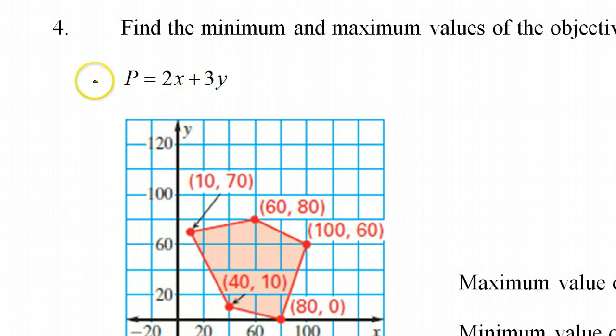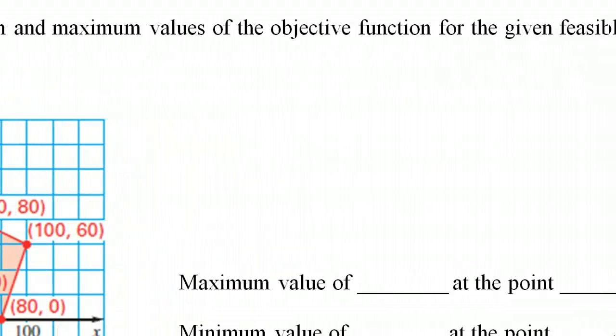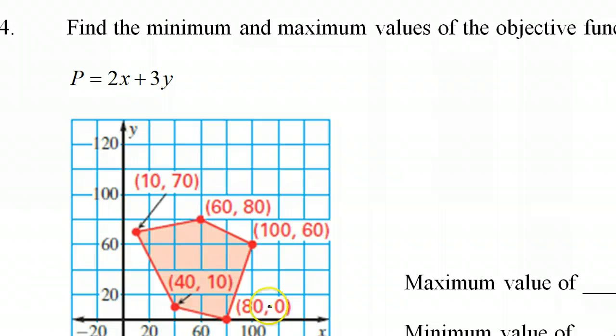In this problem we're supposed to find the maximum and minimum values of this objective function for the given feasible region, this shaded area here. This is the objective function. And so the max and min will occur at one of these vertices. So let's start at this one, 10 and 70. If I substitute 10 for x and 70 for y, that gives me one possible profit.